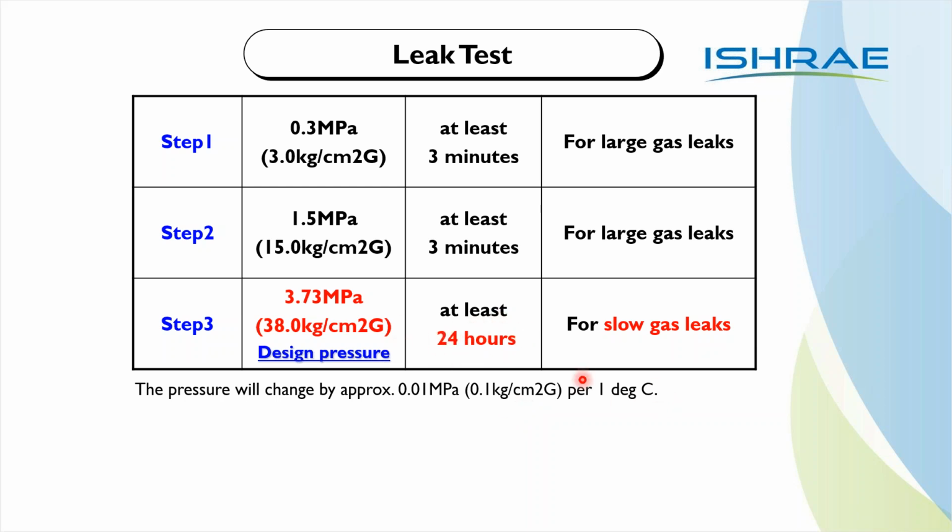How much can it drop? Every drop of 1 degree centigrade, 0.1 kg. So in the afternoon, when you check, if there is a drop of 3 psi or 4 psi, it does not mean that there is a leak in the system. That is why we say pressure testing should be done for at least 24 hours, so that you can measure at the same ambient temperature with which you gave the nitrogen pressure.